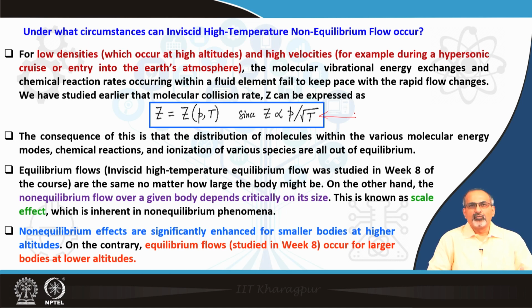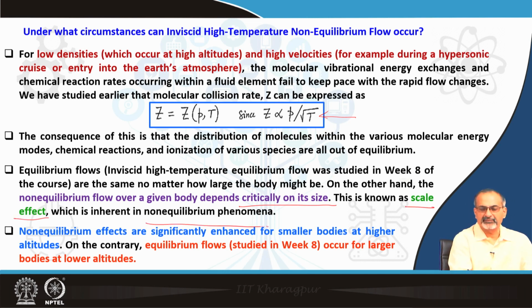Equilibrium flows, we studied the inviscid version of that in week 8, are going to remain identical no matter how large the body might be or how small. On the other hand, the non-equilibrium flow over a given body shape depends critically on the size of the vehicle. This is known as the scale effect, and that is a very dominant effect in non-equilibrium flows. Non-equilibrium effects are significantly enhanced for smaller bodies at higher altitudes, while equilibrium flows occur for larger bodies at low altitudes. So, this is a very important point that you need to keep in mind.